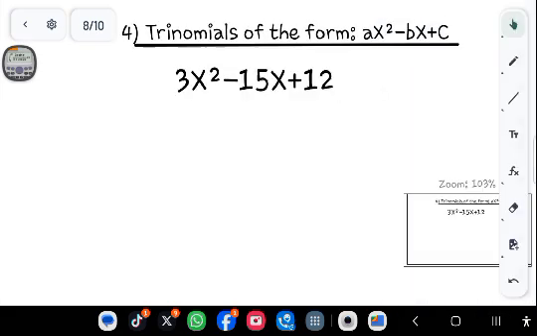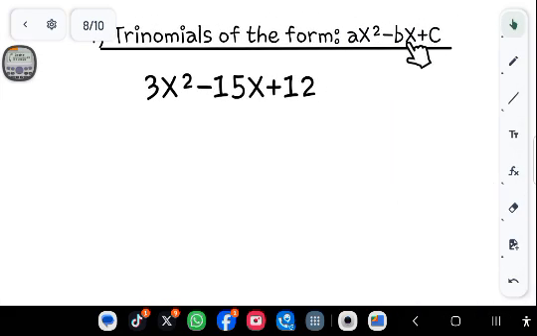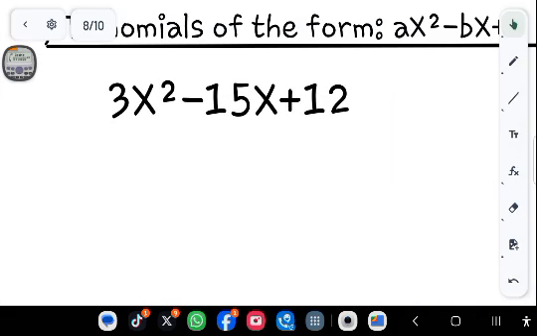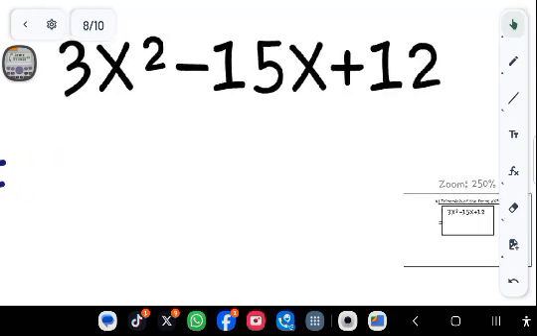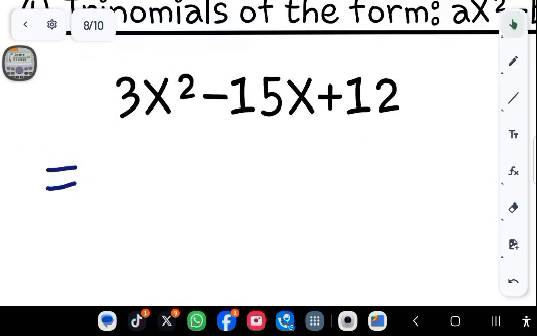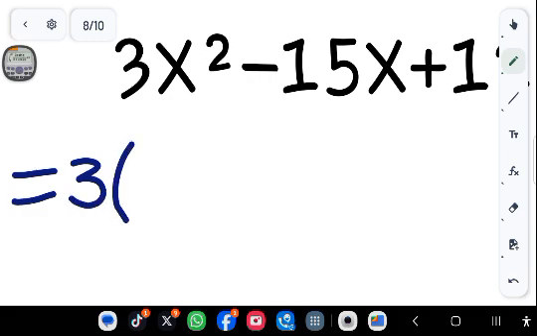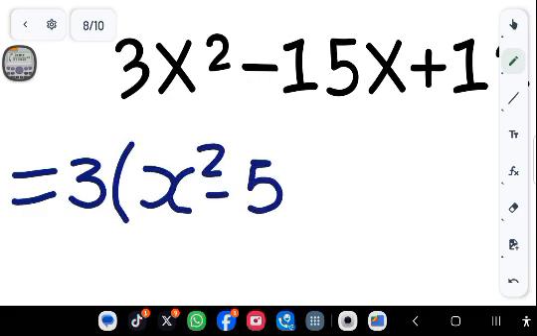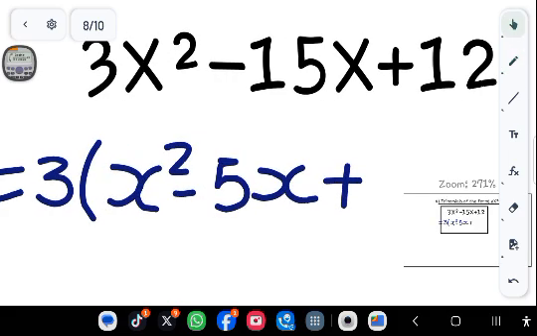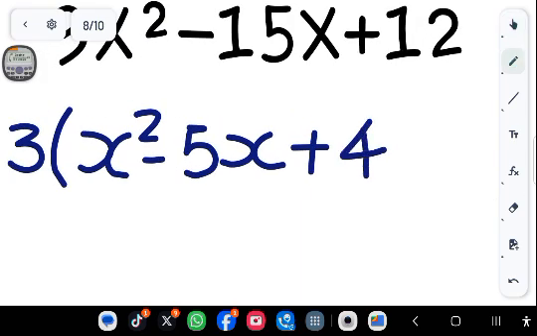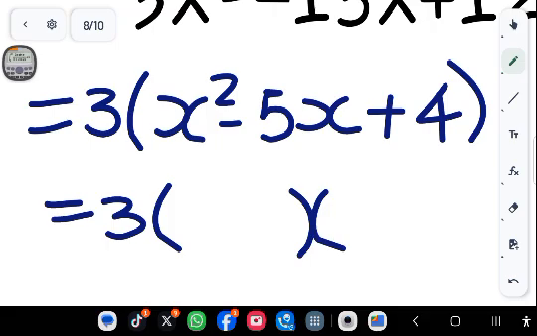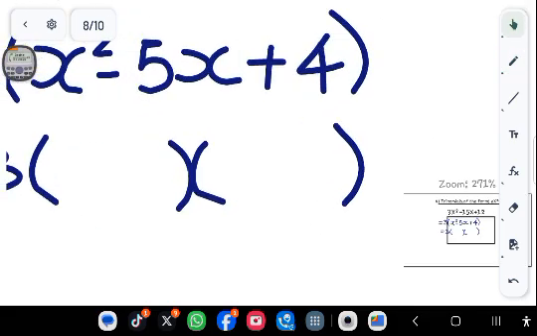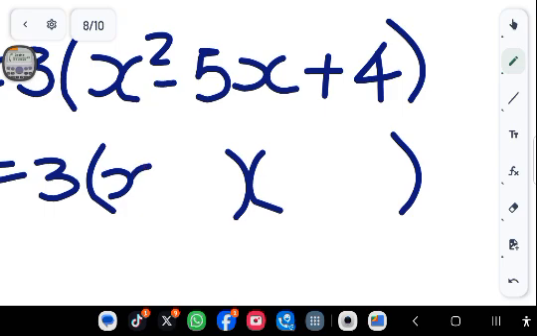Next, let's look at trinomials of the form ax squared minus bx plus c. Same story as with the other two we looked at. All right. Check if you have a common factor. The common factor between 3, 15, and 12 is 3. And that will leave you with x squared minus 5x plus 4. And the trinomial that you factorize is this one inside the brackets. So now we've got x and x.